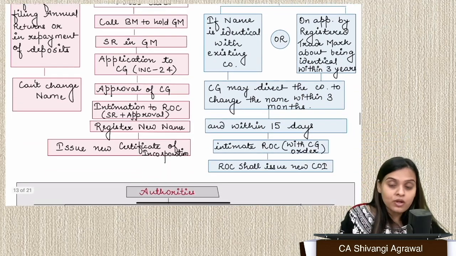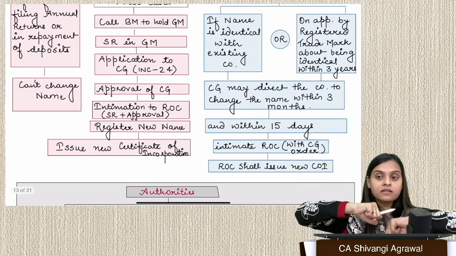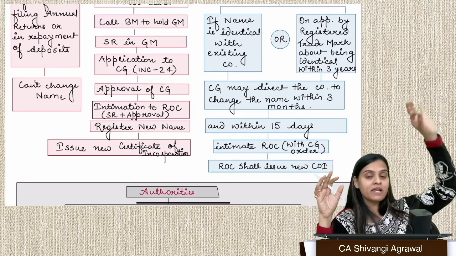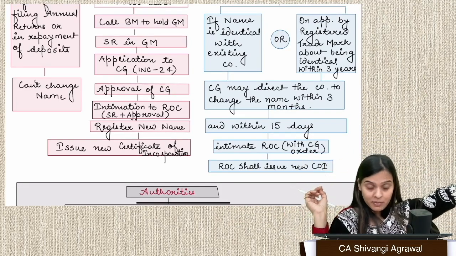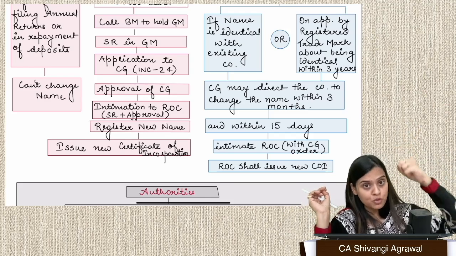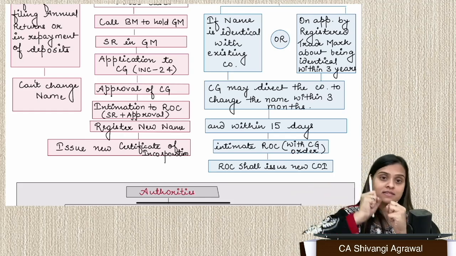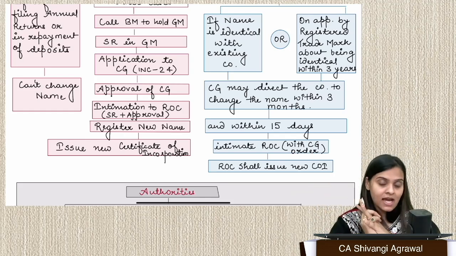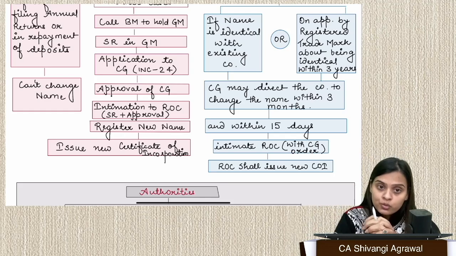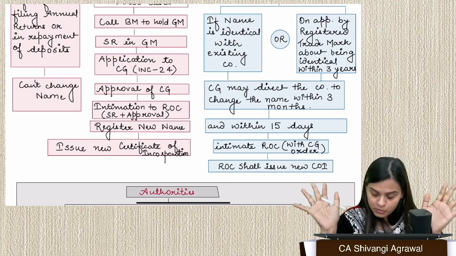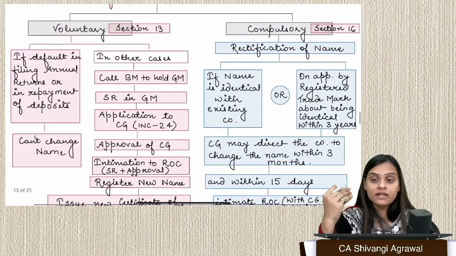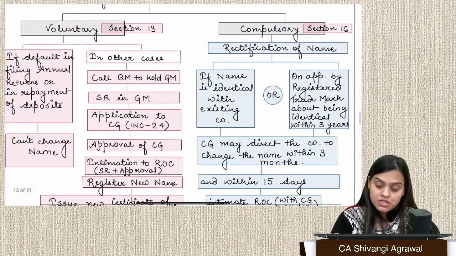In all other cases, what you have to do is call a general meeting, and thereafter pass a special resolution and make an application in INC 24 to the central government. Central government will grant you an approval that, okay, fine, you can change your name. That approval and this special resolution, you will submit to ROC, and ROC will register your new name and issue you a new certificate of incorporation. Very simple. This was a voluntary change of name, when we wanted to change the name.